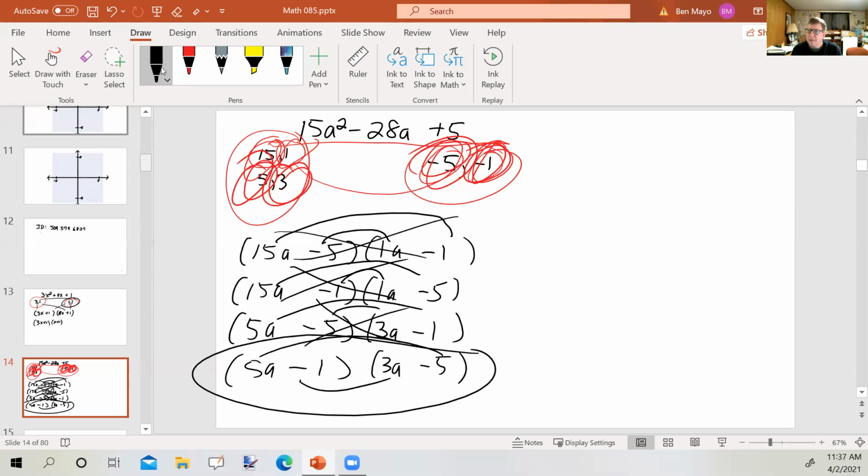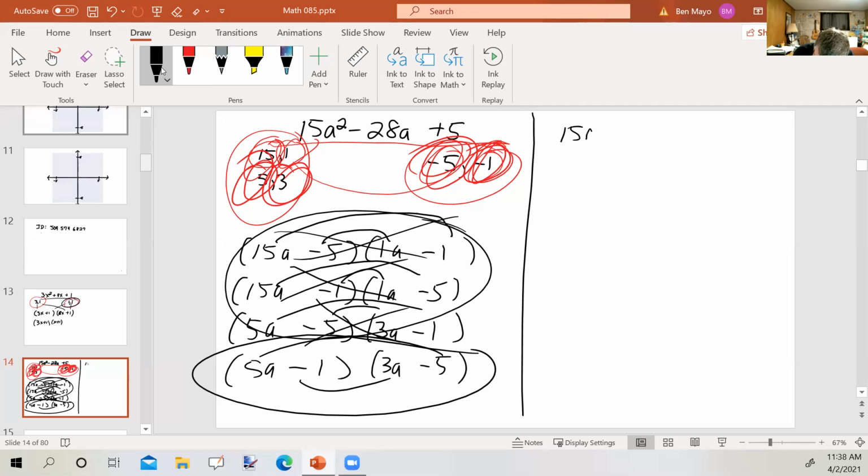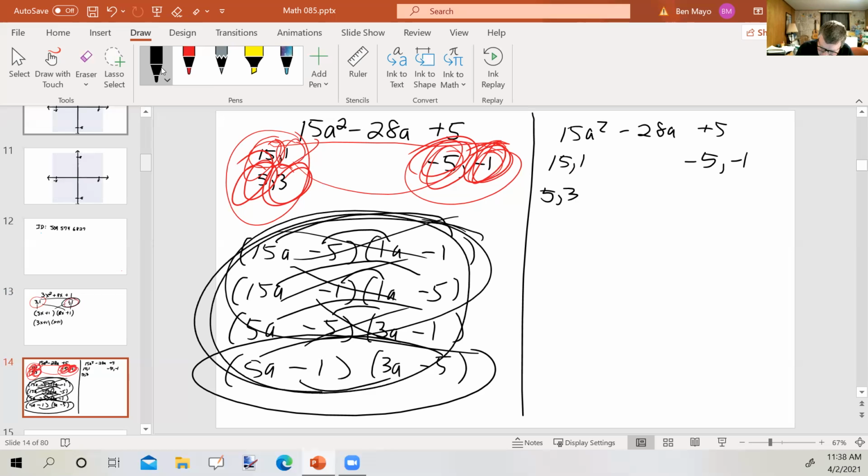Okay? Now, this method can be rather tedious if you're writing out all these possibilities. So why would somebody want to do this? Well, if you can do this process in your head without having to write everything out, then it's not so bad. So let me look at what I mean by that. So I had 15 and 1, 5 and 3, -5 and -1. Rather than going to all the trouble of writing them all out like this, I'm going to try to find -28a in the middle.